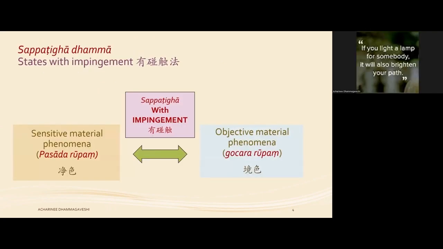So what does it mean to have impingement or Sappaṭighā? So here we will look at the Sappaṭighā dhammā, states with impingement. This word Sappaṭighā means the coming into contact of the pasada rūpa, the sensitive material phenomena, with the objective material phenomena, gochara rūpa. So this coming into contact is what is meant by impingement or Sappaṭighā.